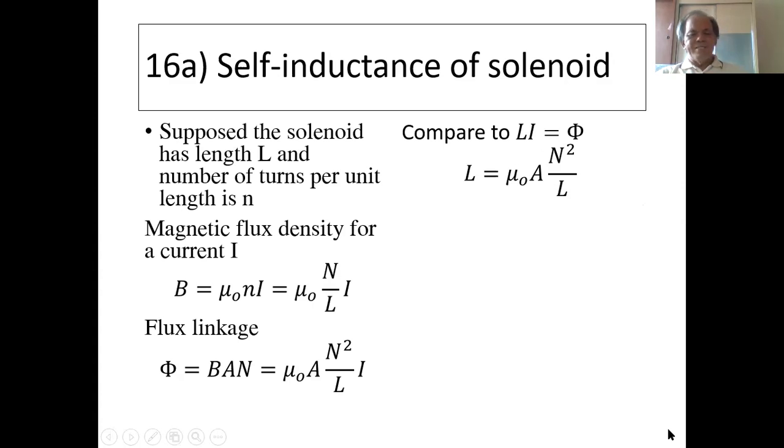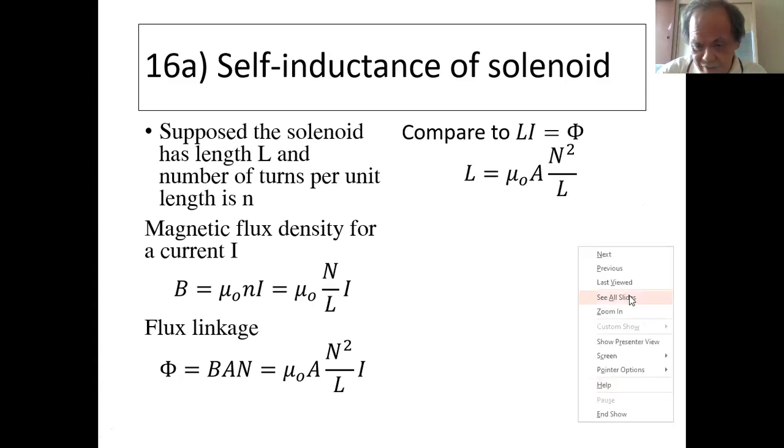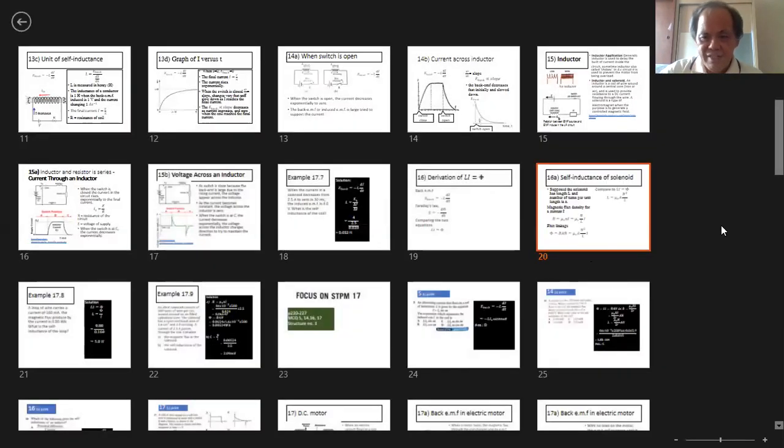Okay with that? Any comment? Anything not clear? So there's Li equals magnetic flux linkage, then you get the answer already. We have derived it earlier, if you've forgotten. I just show you a different way of doing the same thing.